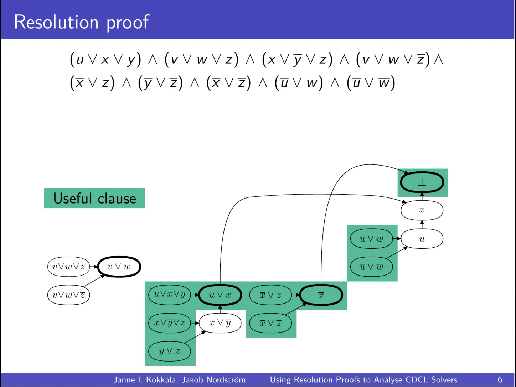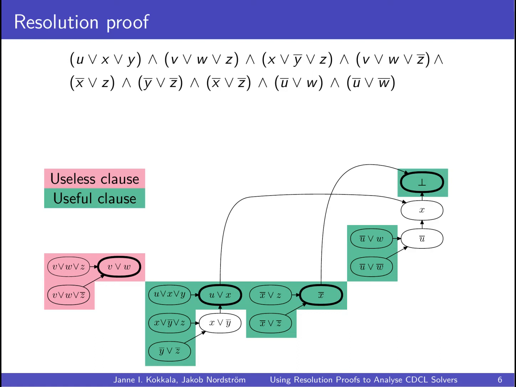Now we can notice that the first learned clause does not actually take any part in the proof. The solver did learn it, but it was not required for the actual resolution proof. So we could get a smaller resolution proof if we only consider this useful part of the derivation and we can call the remaining part sort of useless work.